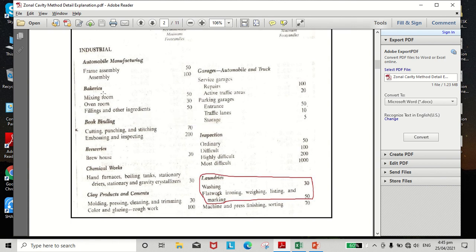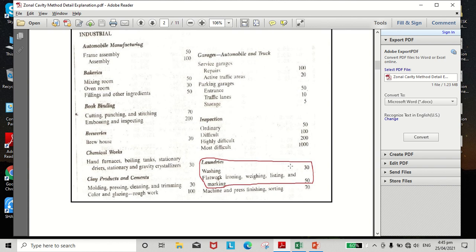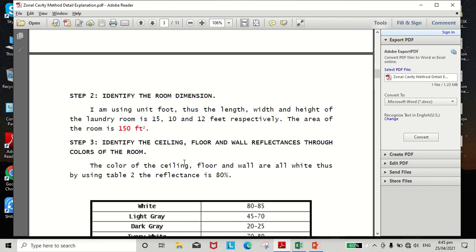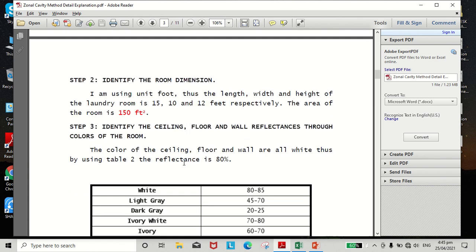So if your bakery has a mixing room, the required foot candle is 50. If your bakery has an oven room, that's 30. Here our example is a laundry, so the required foot candle is 30.